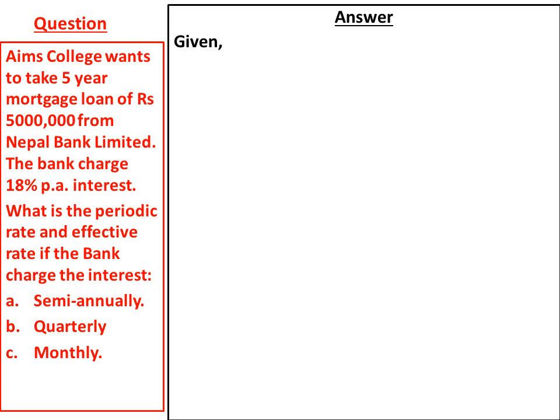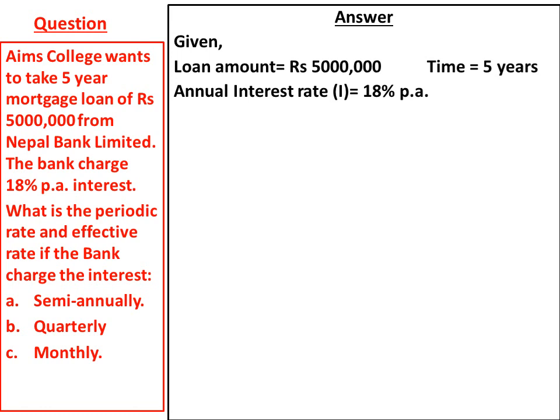First of all, you have to find the given information. Look at the question. AIMS College wants to take a 5-year mortgage loan. 5 years is the time period and 5 million is the loan amount. Nepal Bank Limited charges 18% per annum interest. That is the annual interest rate.